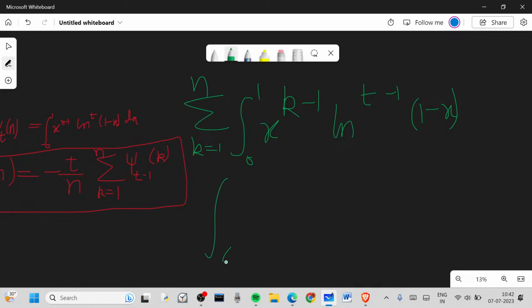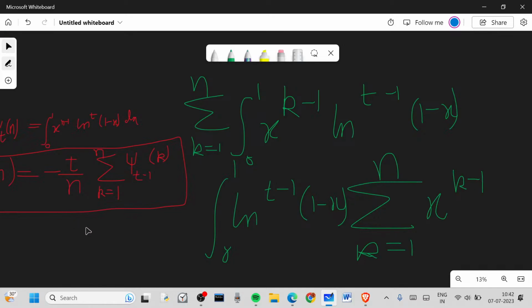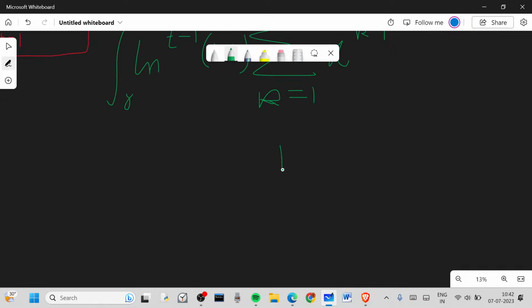Now switching the sigma and the integral, you can pull out the terms which do not depend on the variable of summation, that's k, 1 minus k x. We can simply pull it out. Now the sum over k from 1 to n of x to the power k minus 1, we basically know a formula for it: 1 minus x to the power n over 1 minus x. So it's 1 minus k into 1 minus k ln t minus 1 minus x, integral 0 to 1, dx.